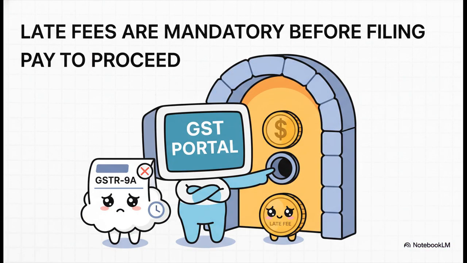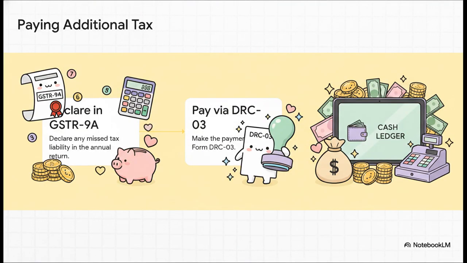And if you were late, there was absolutely no getting out of the penalty. The GST portal was designed so it wouldn't even let you file the return until the late fee was paid. It was an automatic, mandatory part of the process. So if you couldn't revise the return, how did you fix a mistake where you underpaid tax? Well, there was a specific process. You had to declare that extra tax you owed in the GSTR-9A itself, but then you'd pay it using a separate form, DRC-03, and that payment had to be made directly through cash.